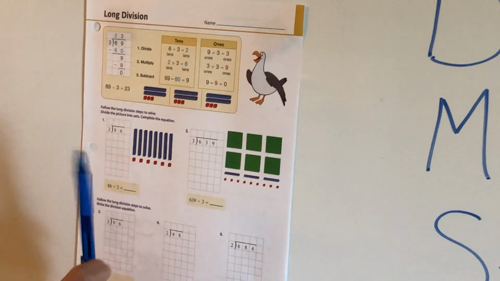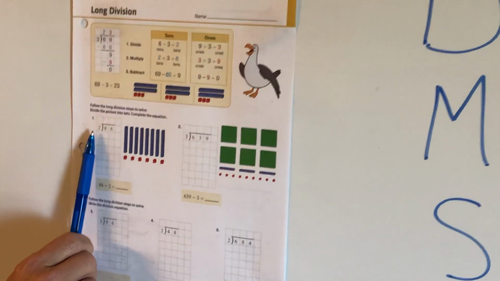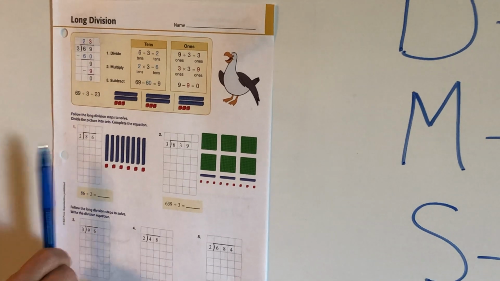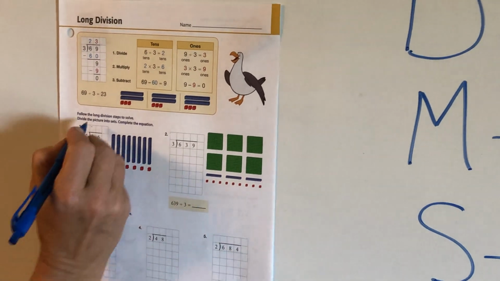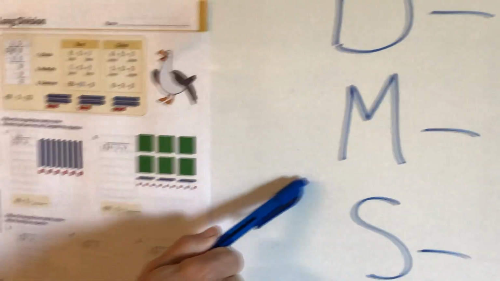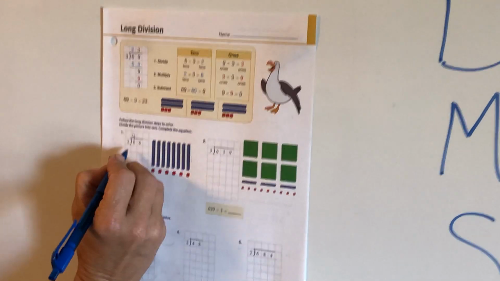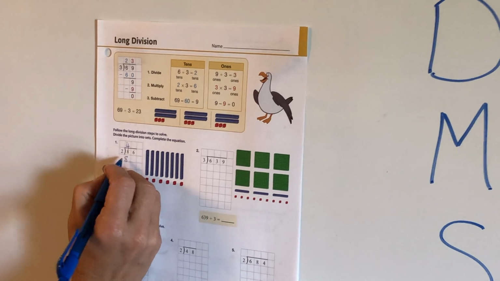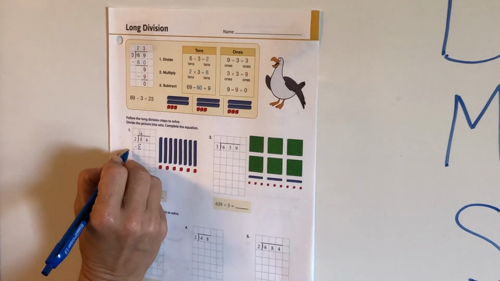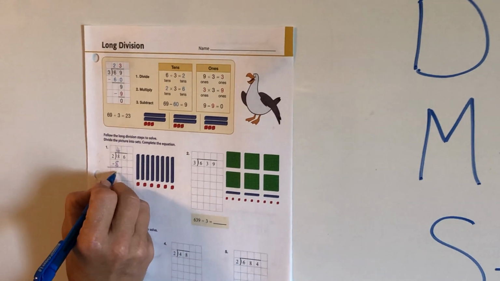So, divide 8 divided by 2. In order to do that, you're going to say, how many times will 2 go into 8? 2 will go into 8 4 times. Then you're going to look over here and multiply. 4 times 2 is 8. Then the next thing you do is subtract. 8 minus 8 equals 0.